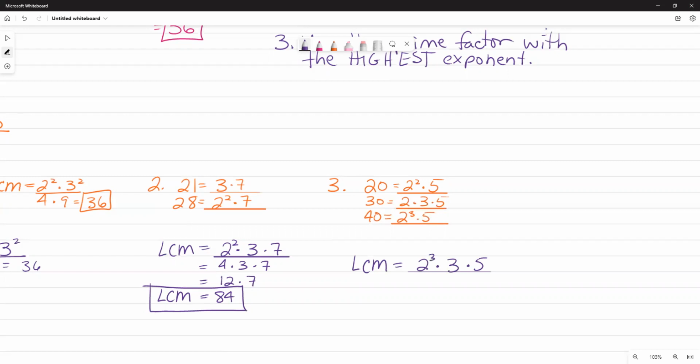2 cubed. What about the 3? There's only 1. It has no exponent, so I keep the 3. And what about the 5? They're all just 1, so we leave it. All right, so now we simplify.